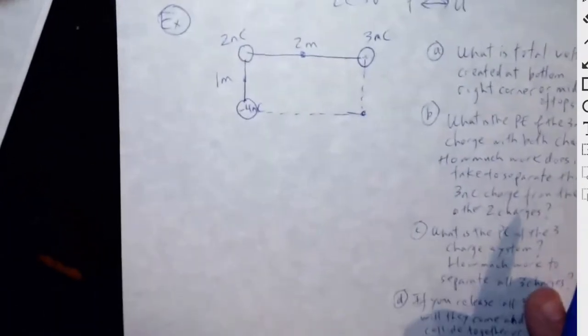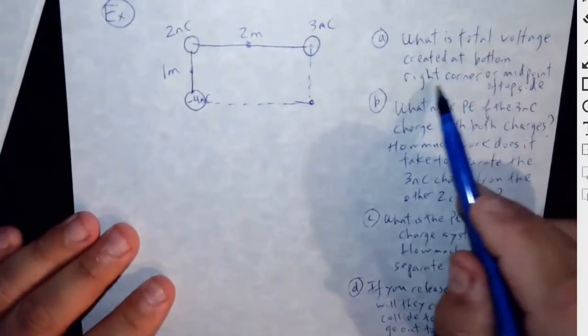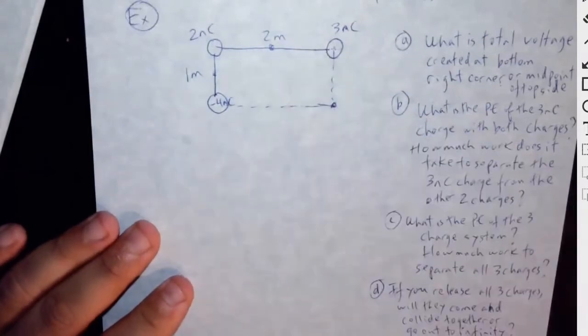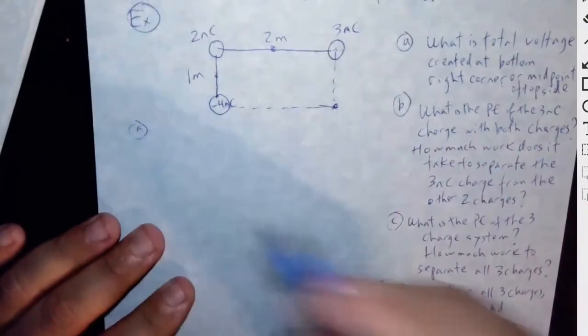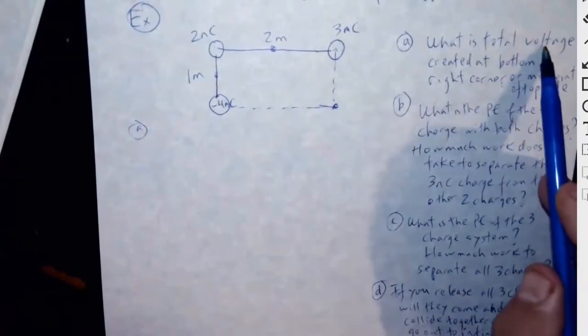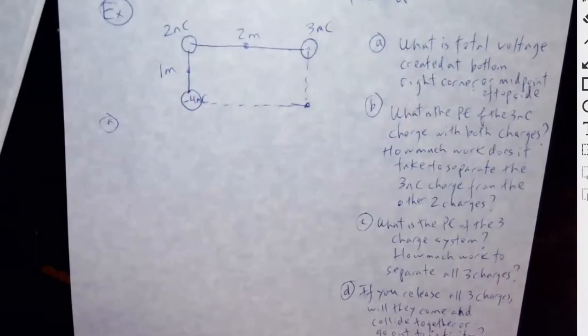Okay, so let's get our feet wet, jump in, and solve some of this. What is the total voltage created at the bottom corner or any other point? Well, you're going to find that the questions in this chapter often are easier because voltage is a scalar and potential energy is a scalar. So you don't have to worry about direction. That's a big, big plus, right? So quite a lot easier.